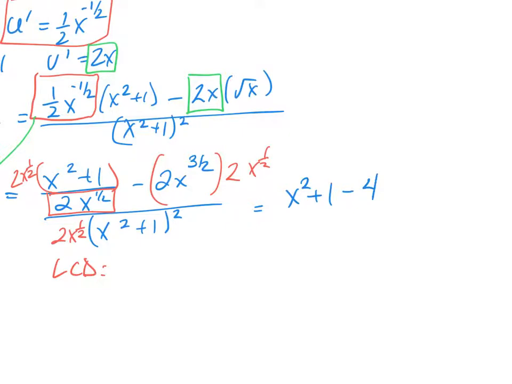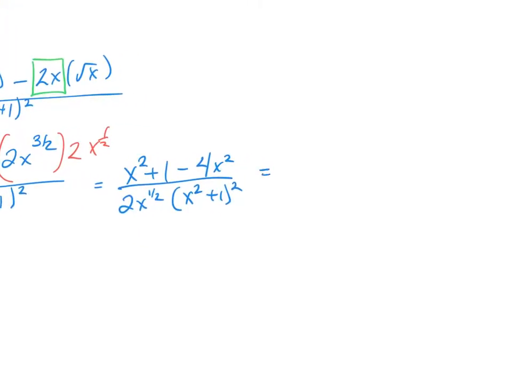Minus 4. 2 times 2 is 4. I'm going to add the exponents, so I have 3/2 plus 1/2, which is 4/2, which is x squared over 2x to the 1/2, x squared plus 1 squared, which is equal to negative 3x squared plus 1 over 2x to the 1/2, x squared plus 1 squared. And there is my final answer.